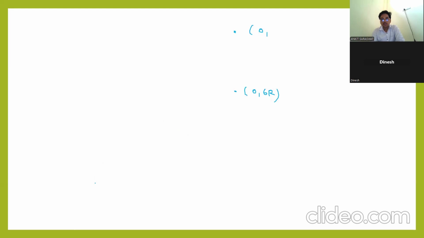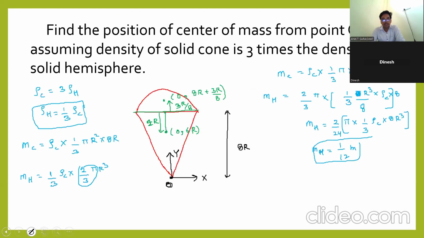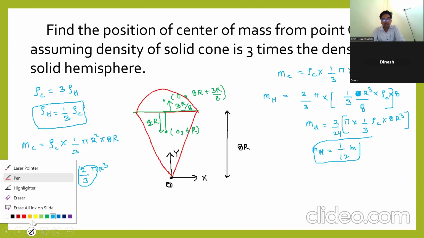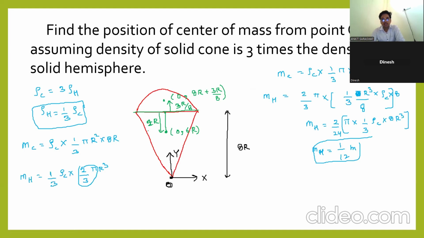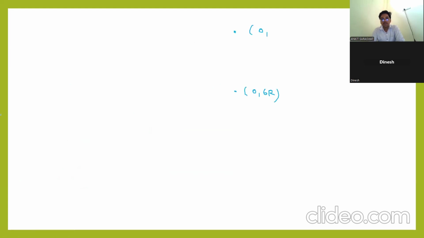Sir, can you please repeat? What is this? 8r plus 3r by 8. It is 64 plus 3r, that is 67r by 8. Yes, sir. Clear? So 0, comma, what should I write? 1 minute. 67r by 8. Clear? This is for the hemisphere. Okay, sir. This is for the cone.